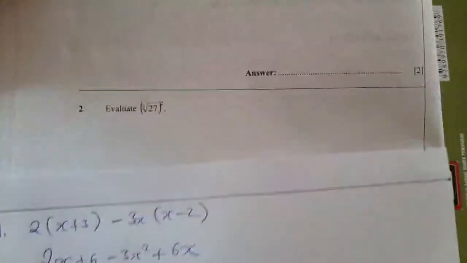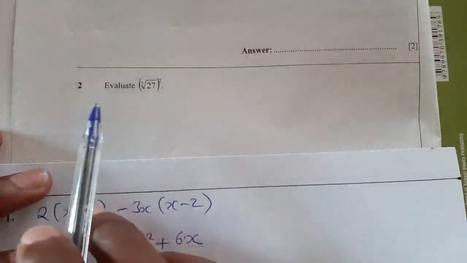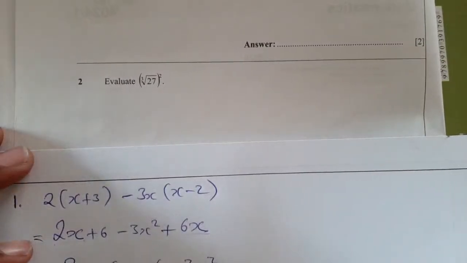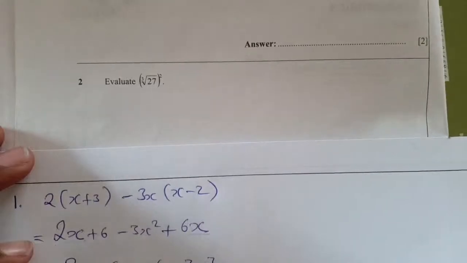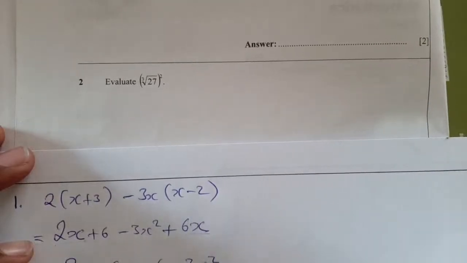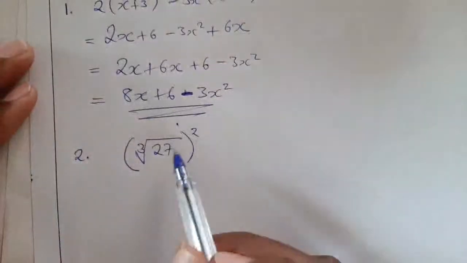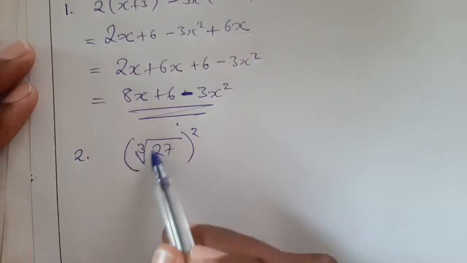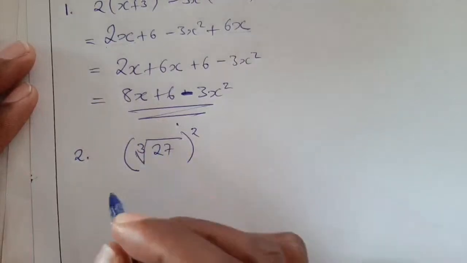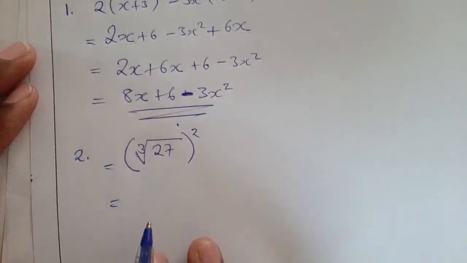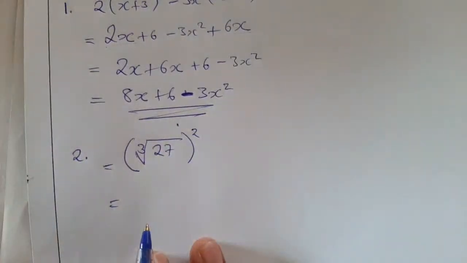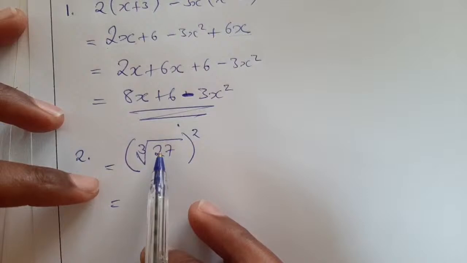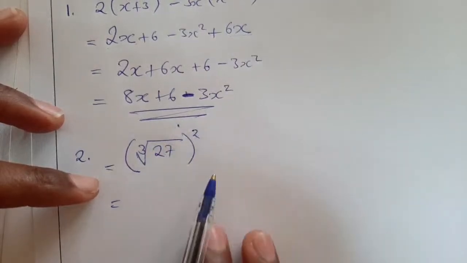The next question is saying evaluate. We are evaluating (cube root of 27) to the power 2. First of all, we need to take out the root. What does it mean when we say cube root? We mean look for a number that you can multiply 3 times by itself to get 27. Then that is the answer, and here it means you have removed the root.